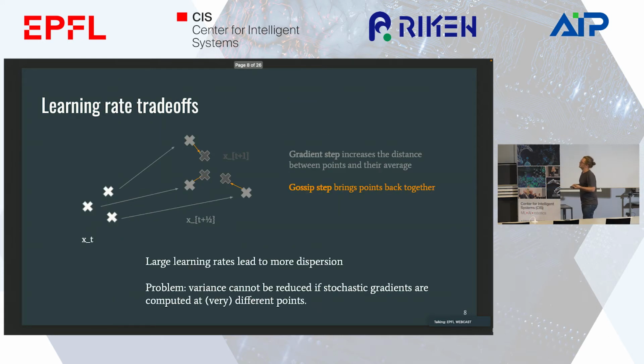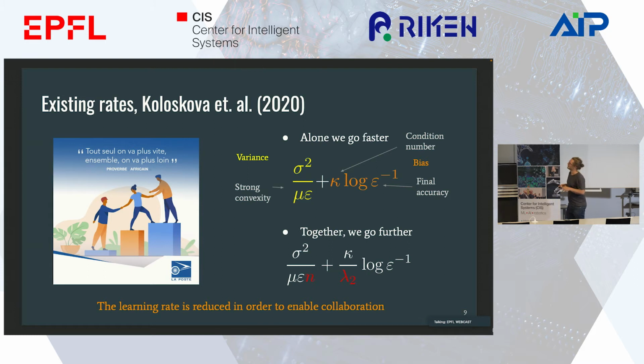And so just in terms of rates, the existing rates are really like this saying: alone we go faster, but together we go further. Faster is how you decrease the bias, and further is how you decrease the variance. If we're alone, then we decrease the bias in relation with the condition number, but it's not very important here. But we go to kind of a high variance zone.